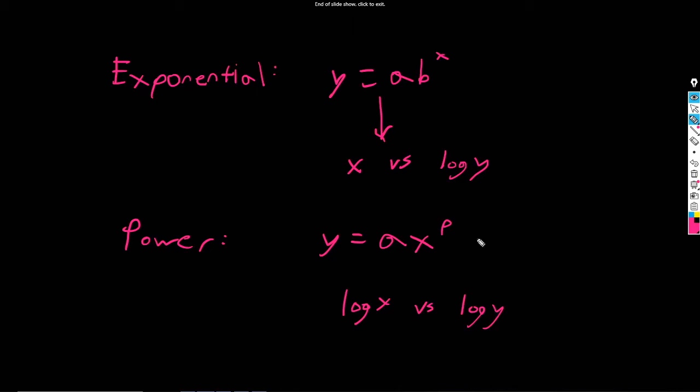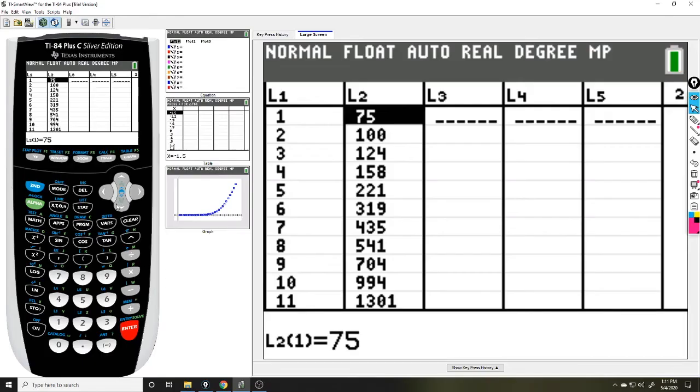Some examples of where we use logarithmic scales are with sound in decibels. That's on a logarithmic scale. The Richter scale for earthquakes is on a logarithmic scale. So there are a couple different places that we use this. But let me go through an example that's pretty relevant right now. I have some data here in the calculator.